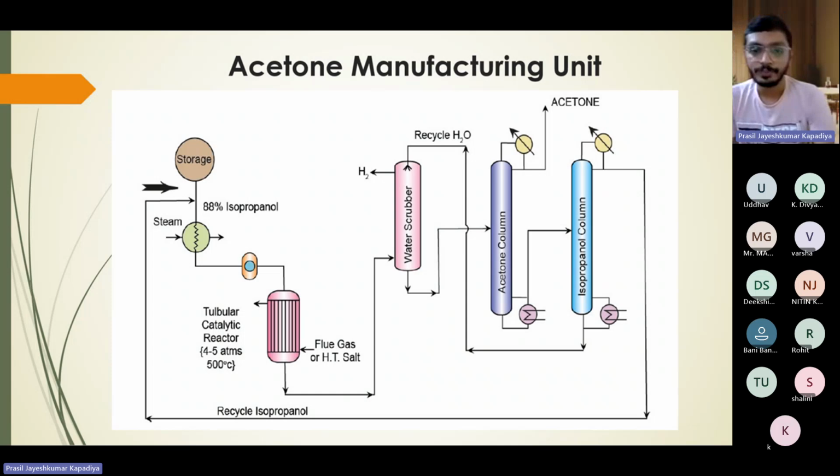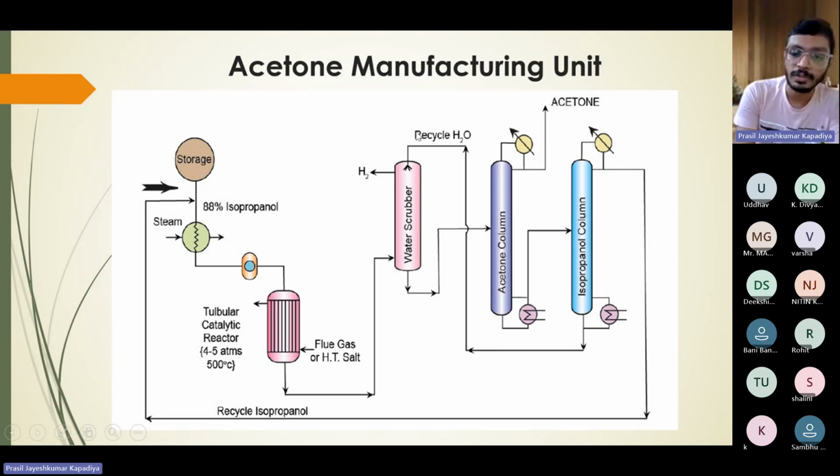Now we need to separate all three components. For that, we first condense the reaction product and pass it to the water scrubber, where we pass water from the top. H2 is a comparatively light gas, so it will eventually get separated from the condensed liquid acetone and isopropanol. H2 is separated, but with acetone and isopropanol we now have the addition of water. Now we have three components.